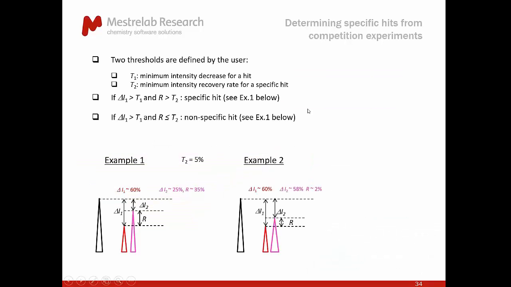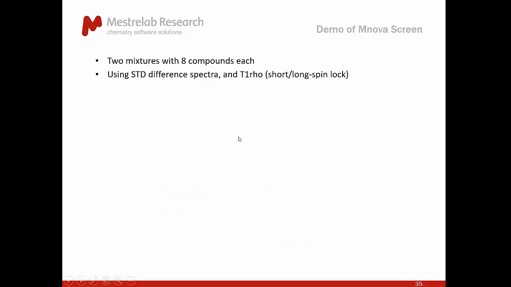Some people might ask whether we do the recovery test. Yes, we do. We allow you to have the blank, the one with protein only, and the spectrum with protein and then competitors. So you can test the recovery rate and then tell whether it's a specific hit or it's non-specific hit.